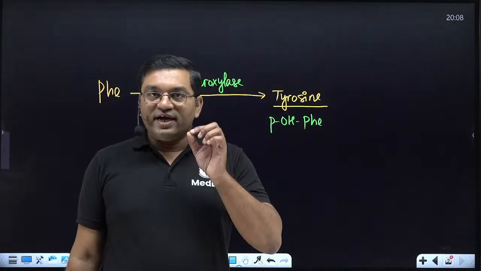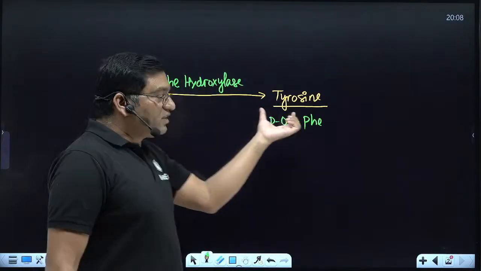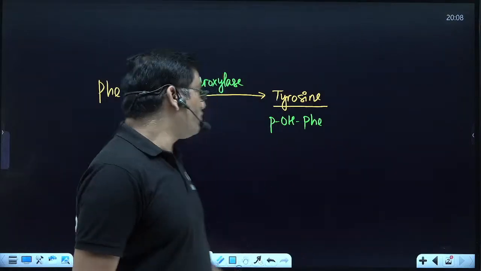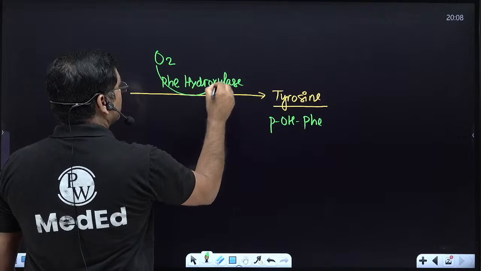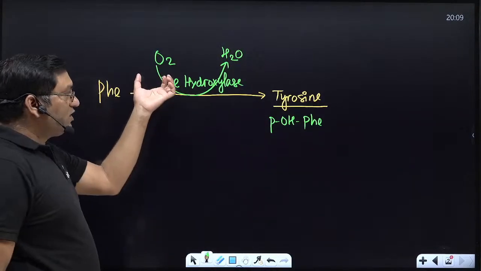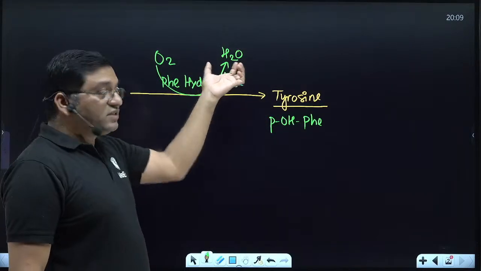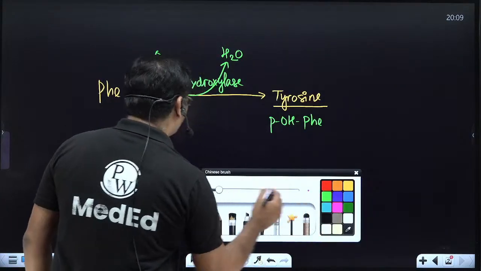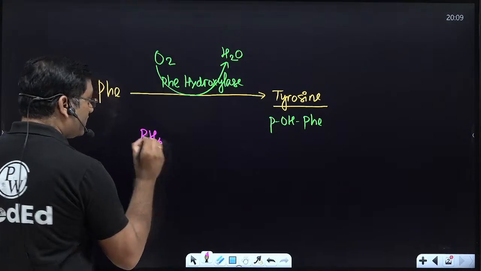Of two atoms of oxygen, one is incorporated at the para position of phenylalanine and another is reduced to form a water molecule. So here O2 is converted into a water molecule. This reaction is tetrahydrobiopterin dependent, PH4.